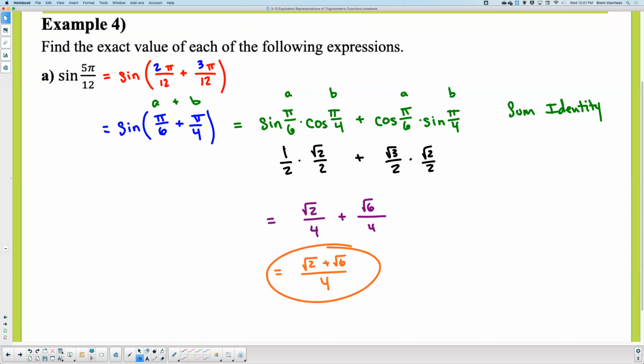That's the exact value, by the way. What does it mean to be exact value? No decimals, that's the value. If you type sine of 5 pi over 12 in the calculator, it'd give you a crazy decimal. You could type this in, and it's a crazy decimal. You'll see those answers are exact.